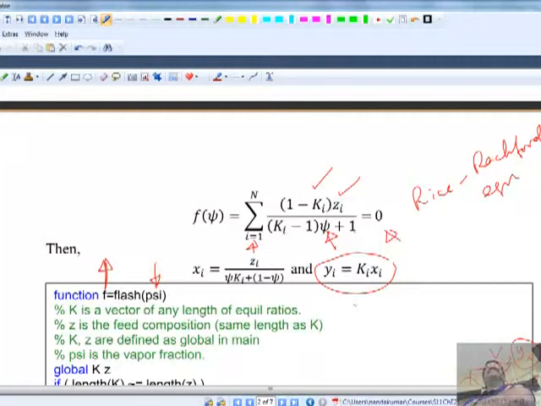Okay, let's take the derivative. So I want df with respect to d psi. So what happens to the summation? The summation will stay as it is, because when you are expanding the summation, you're going to have four terms. For example, in a four-component system, you need to take the derivative of each one of those terms, but they will have the same form. So the summation stays as such.